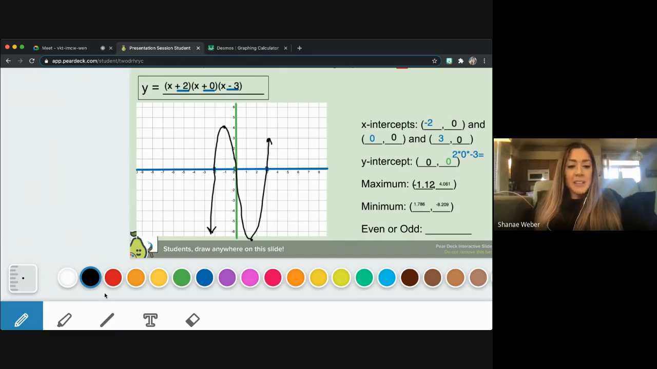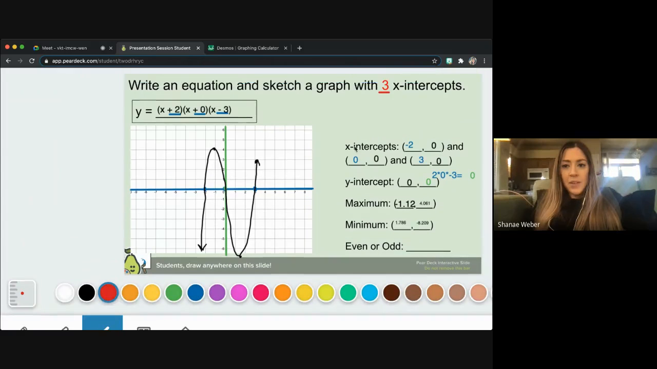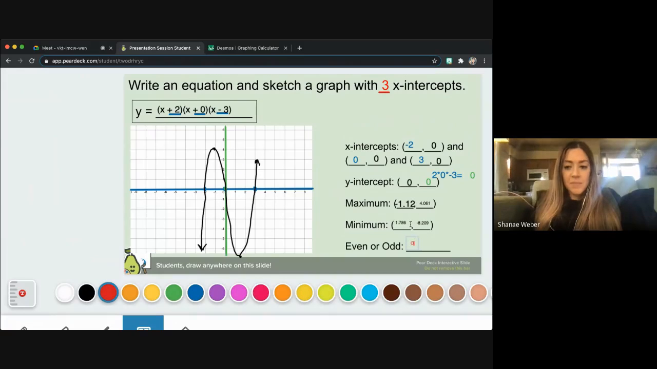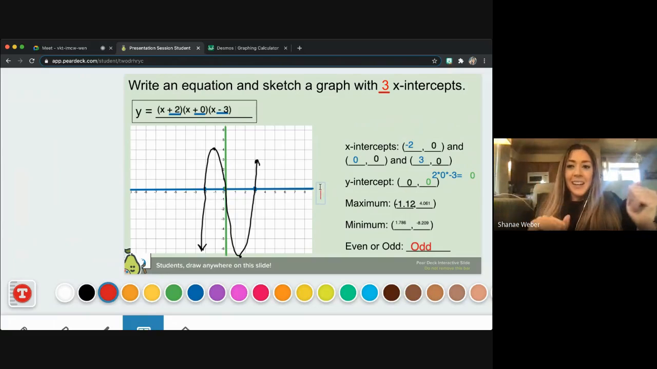And then last but not least, even or odd. If we look back up here, 3 is odd, so this is an odd function. Make that a little bigger. And there you go. So just make sure your numbers for your x-intercepts are in between -3 and +3. And I would make sure one of them is 0.